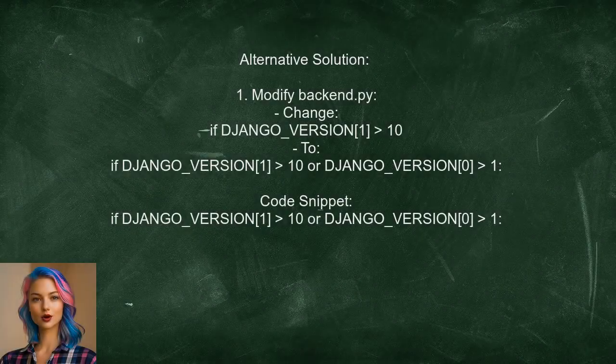An alternative solution provided by a user involves a crucial adjustment when using Django Warrant with Django 2.0. They suggest modifying the conditional in backend.py to ensure compatibility. Specifically, change the condition to check both the major and minor version numbers of Django.